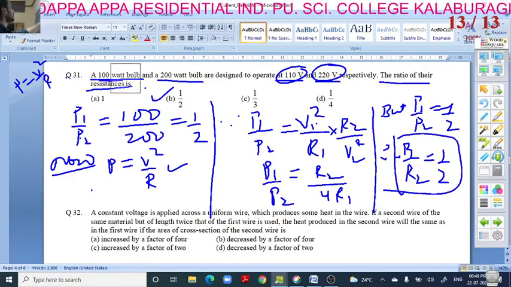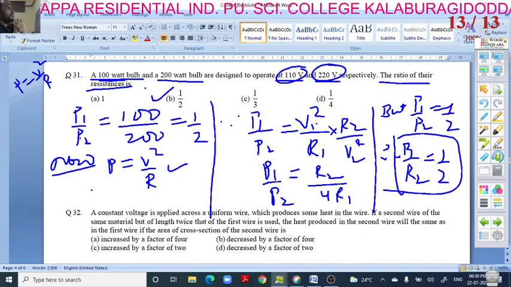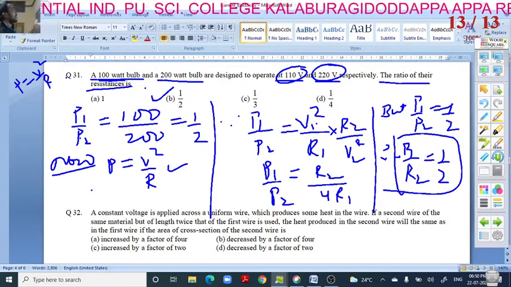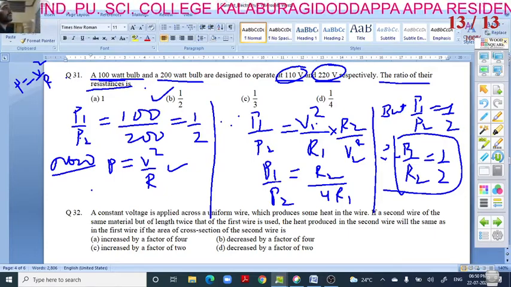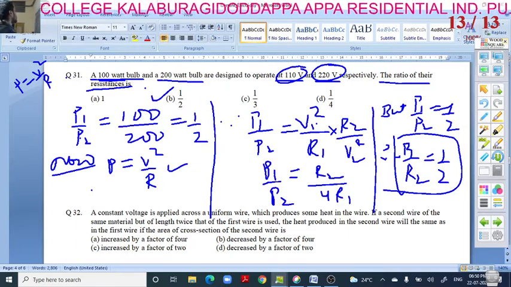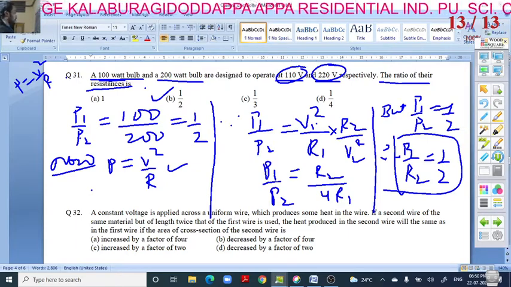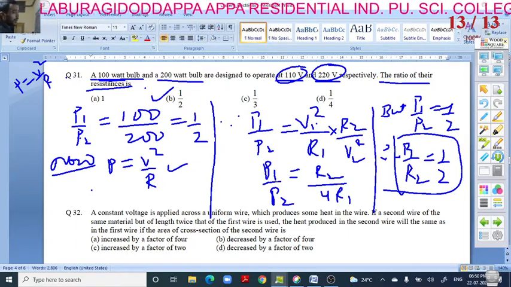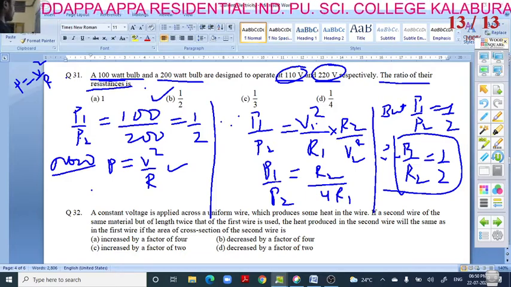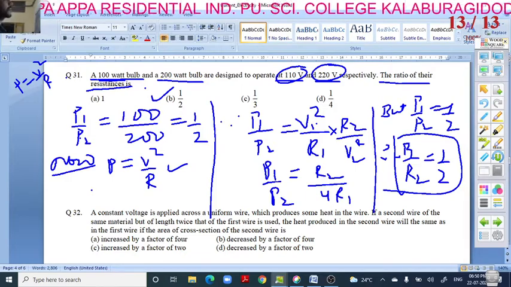Watt means power he has given here. So power formula we have used here. Power 100 and 200 he has given respectively, at 110 volt and 220 volt. Under that voltage they have worked, so this formula we have used: P is equal to V square by R. With the help of this, R1 and R2 we can calculate. Okay, next.